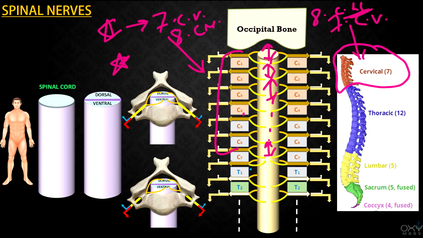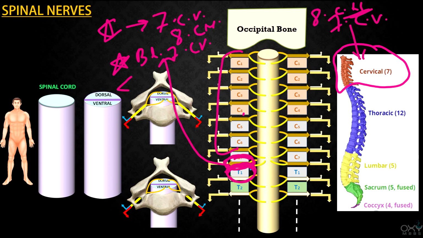For example, if I say this is the 5th cervical vertebra, then which is this nerve? Obviously friends, this is the 5th cervical nerve. Corresponding vertebra, corresponding nerve. But the 8th spinal nerve is present below the 7th cervical vertebra, or it can be said that the 8th cervical nerve is present just above the T1 vertebra.